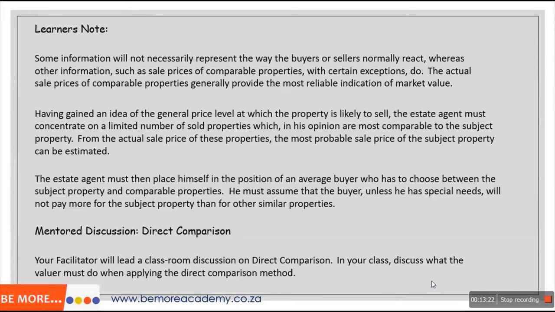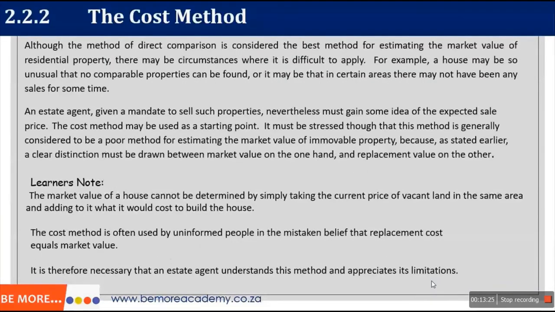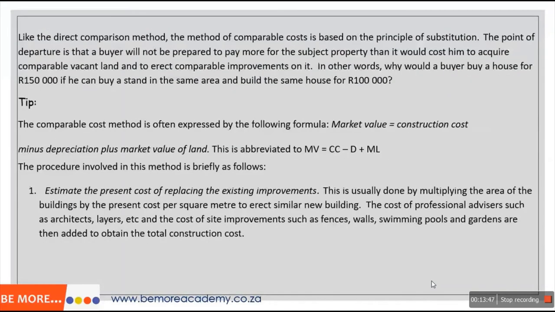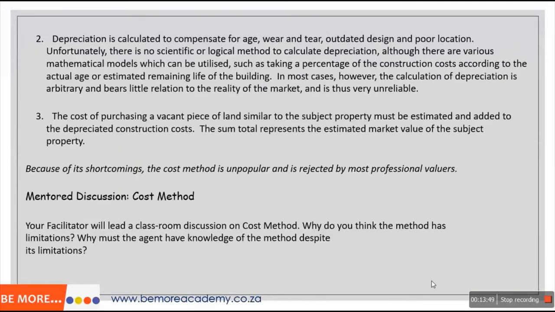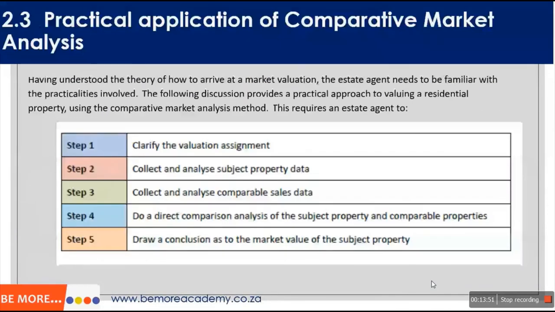The cost method: although the method of direct comparison is considered the best method for estimating the market value of residential property, there may be circumstances where it is difficult to apply. For example, a house may be so unusual that no comparable properties can be found, or it may be that in certain areas there may not have been any sales for some time. We will go through this as well, and the comparable valuation, sales analysis.